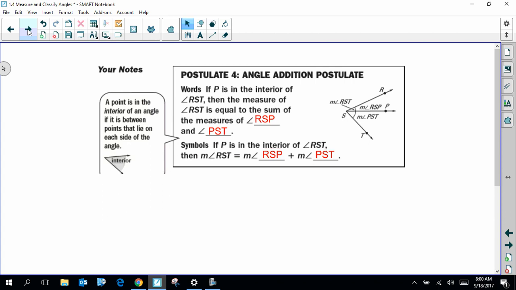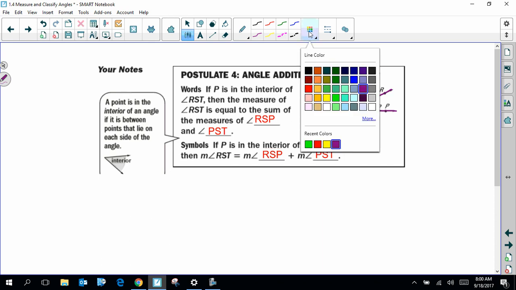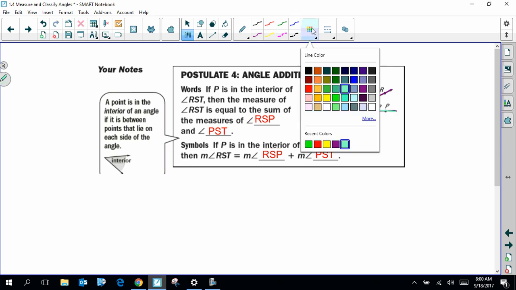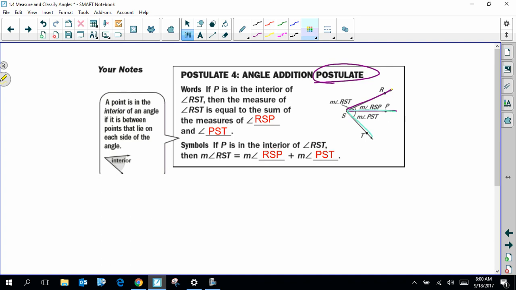Now here, the angle addition postulate, this is very much another thing that I can accept to be true without having somebody explain why it's true. If I take one angle and combine it with another angle, we can see that together they create one big angle. So the measure of the big angle is whatever the 2 smaller angles happen to be added together.